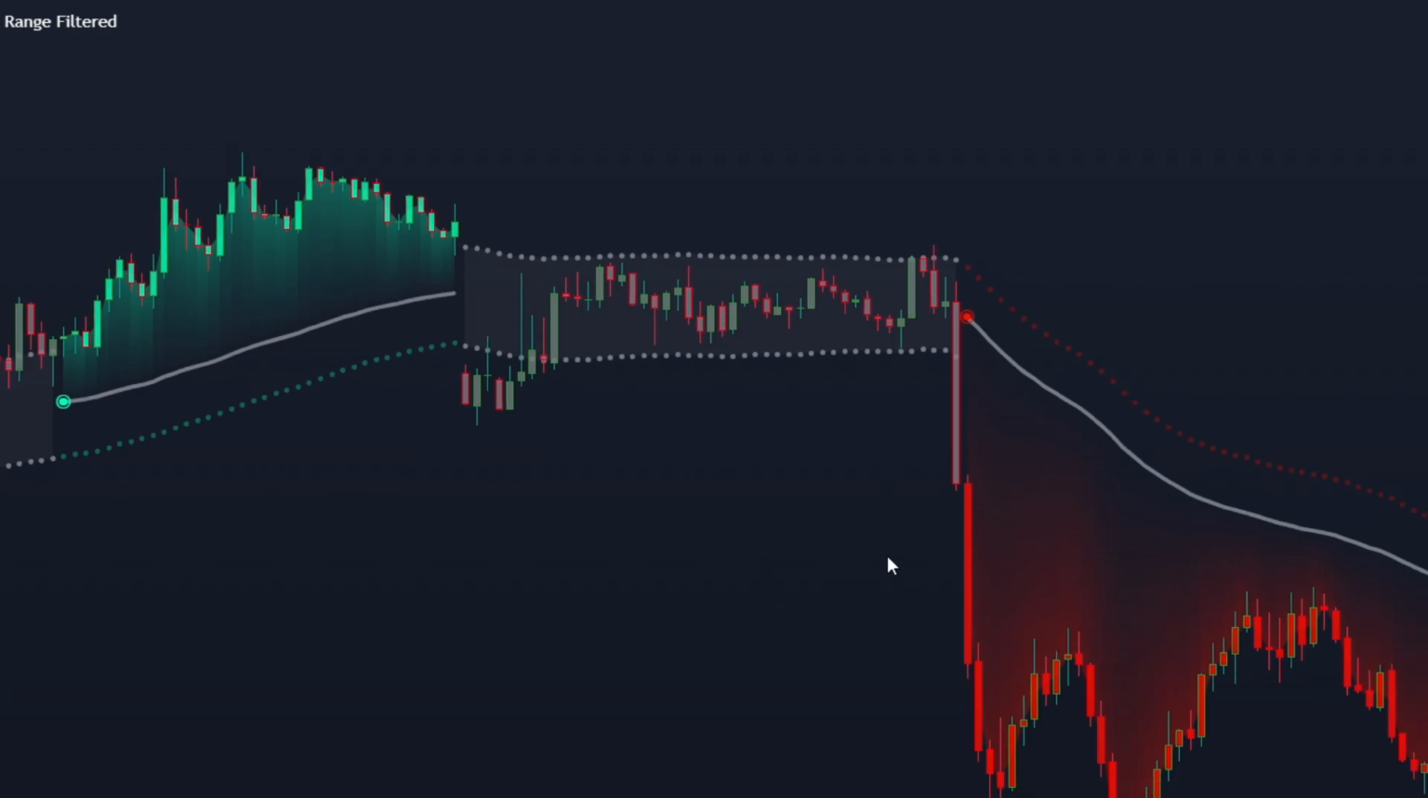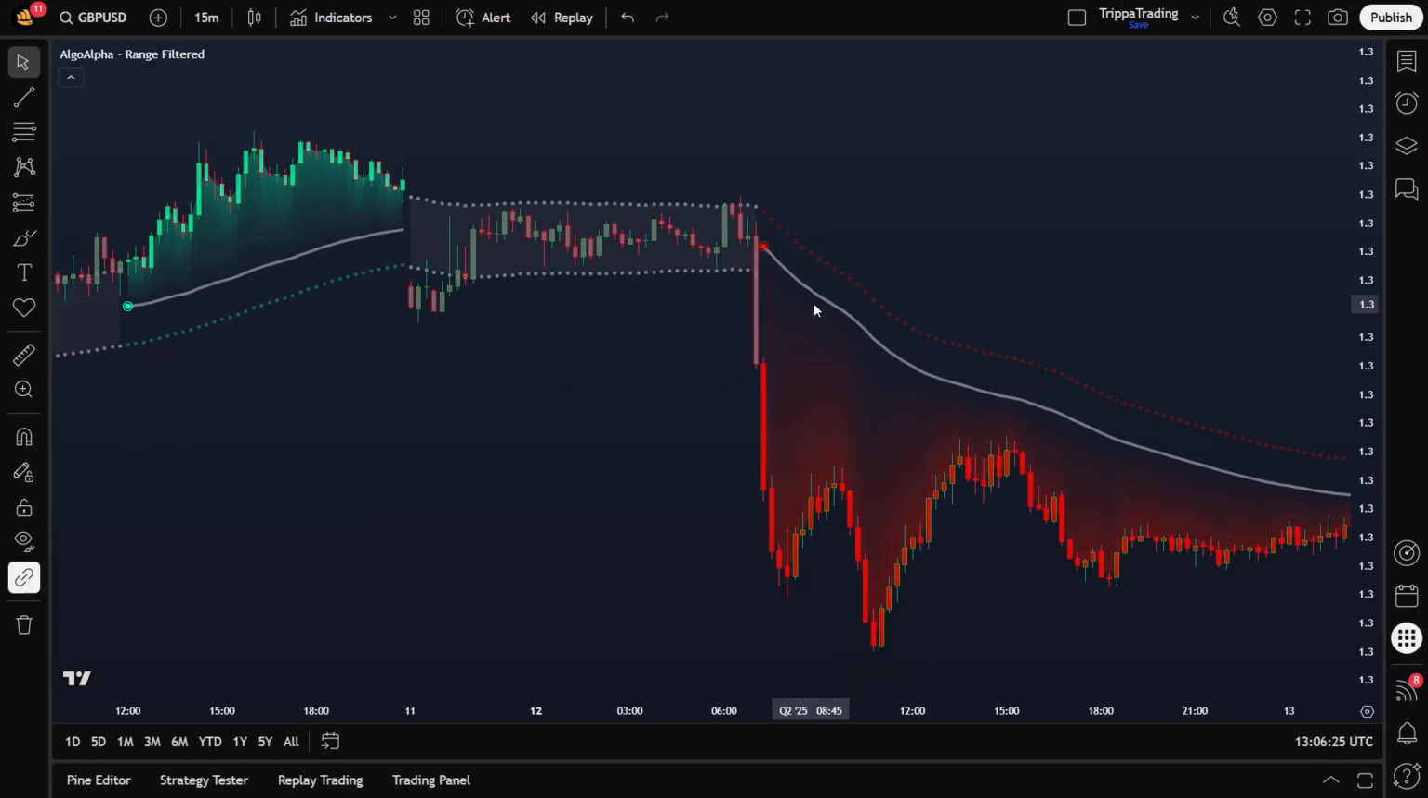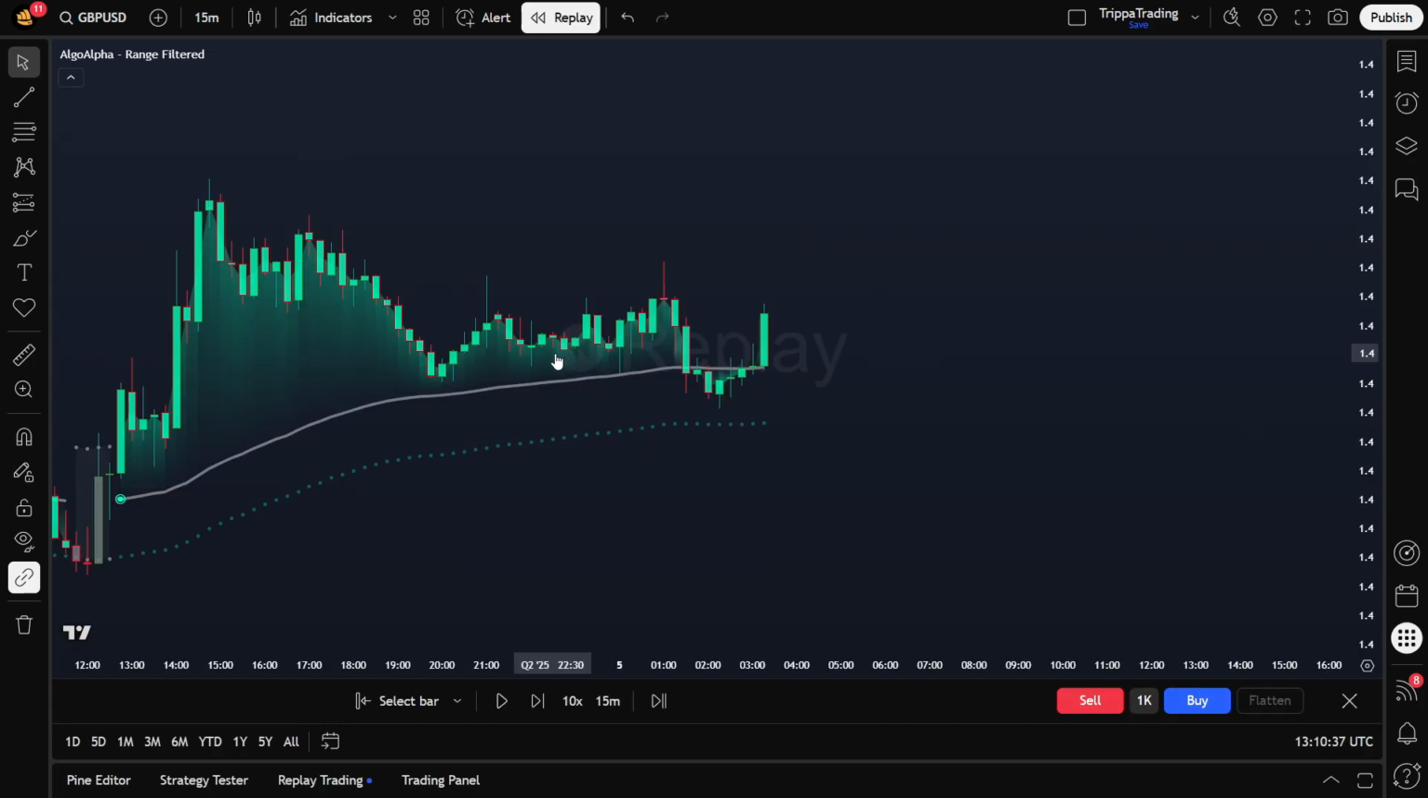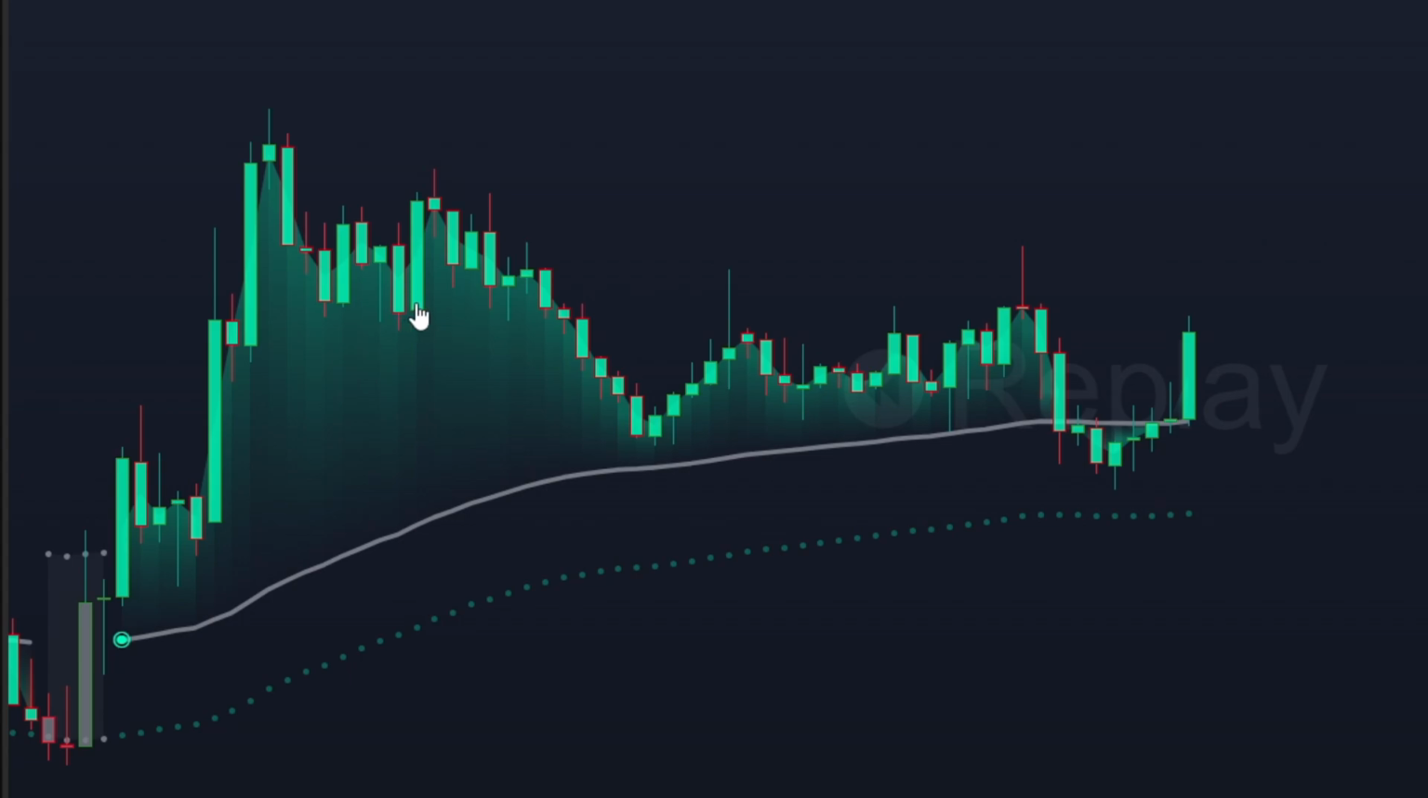But to take this to the next level, you'll want to watch how price interacts with the midline and the range bands. Let's walk through a buy trade setup. First, make sure the trend is bullish. The line should be green and price should be consistently trading above it. Candles should also be green. Now we wait for a pullback.